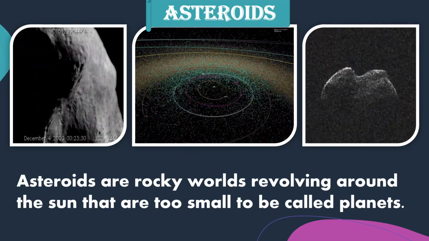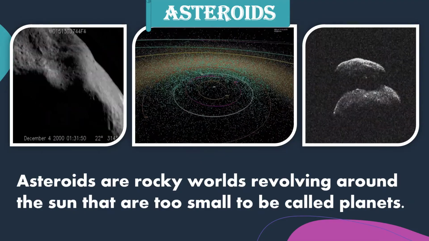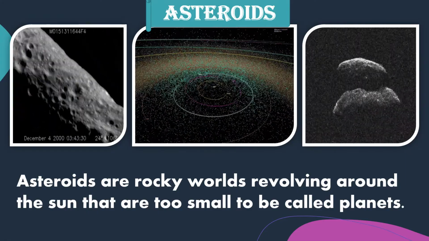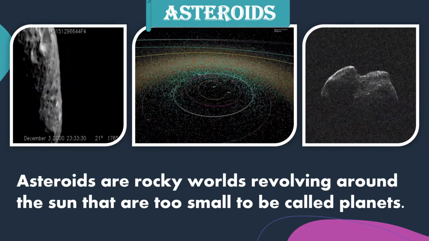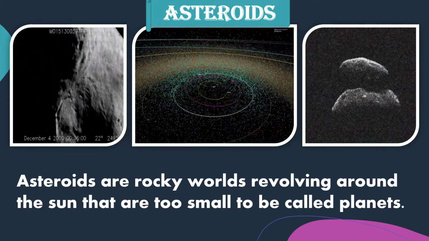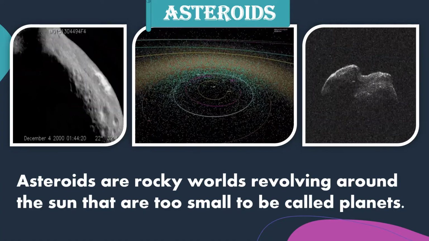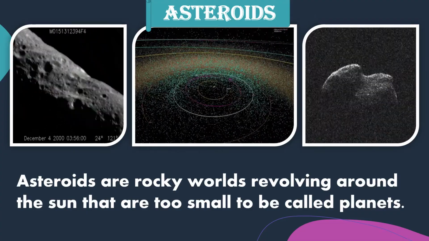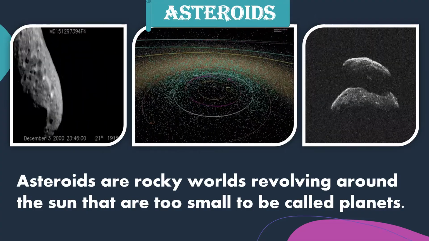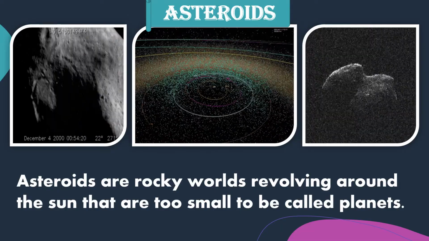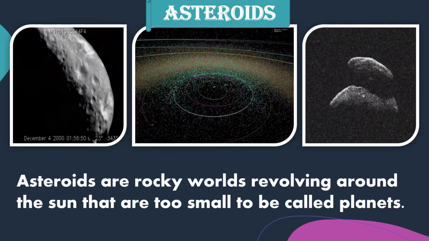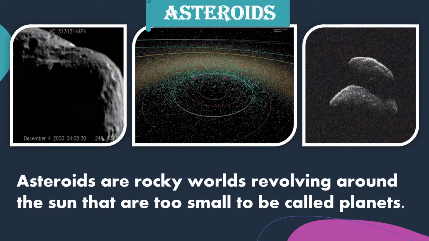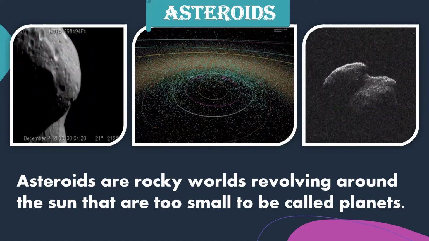Asteroids are rocky worlds revolving around the Sun that are too small to be called planets. They are also known as planetoids or minor planets. There are millions of asteroids ranging in size from hundreds of miles to several feet across. In total, the mass of all the asteroids is less than that of Earth's moon.